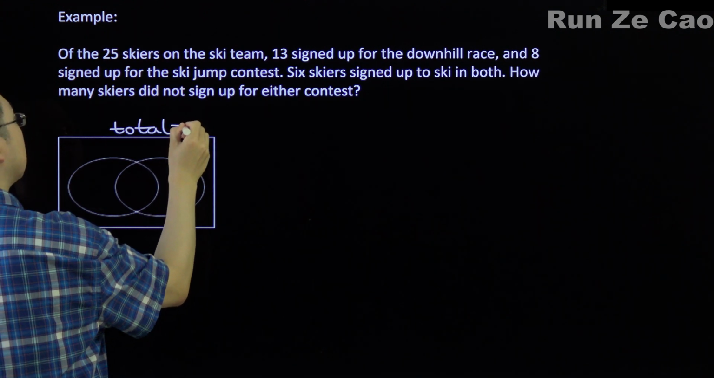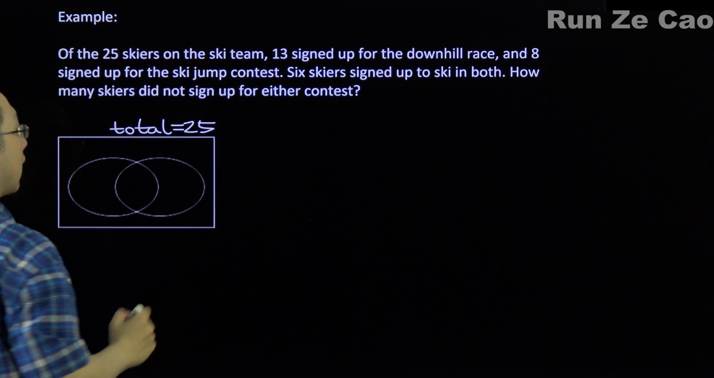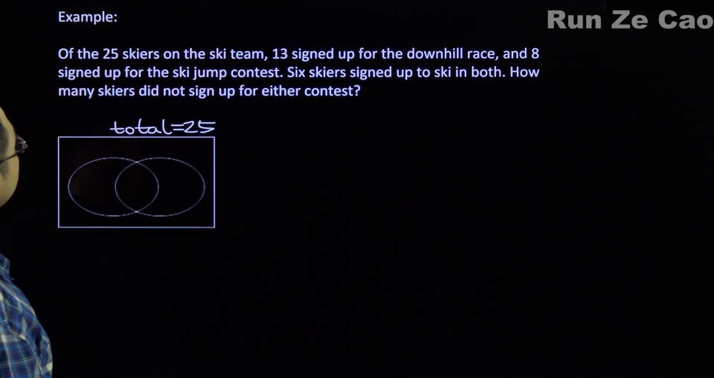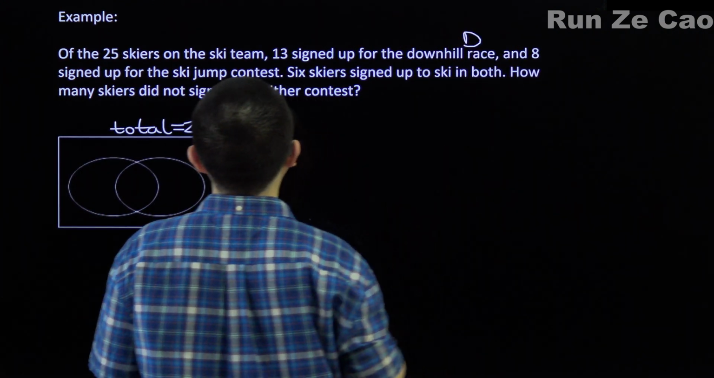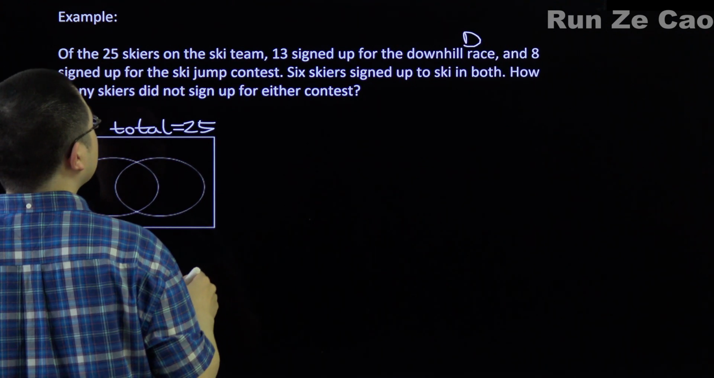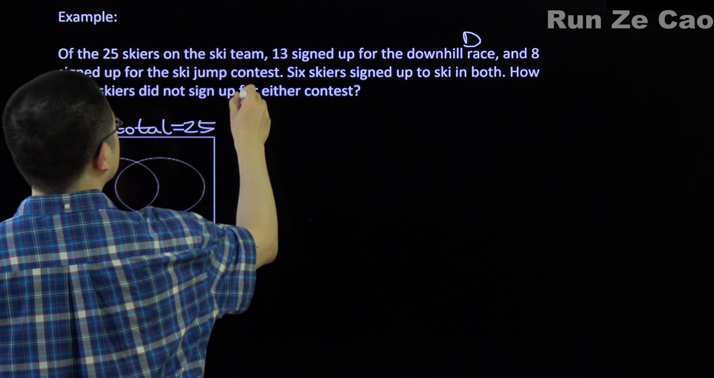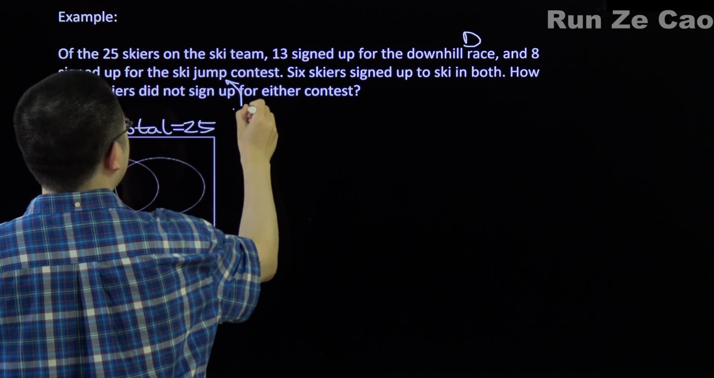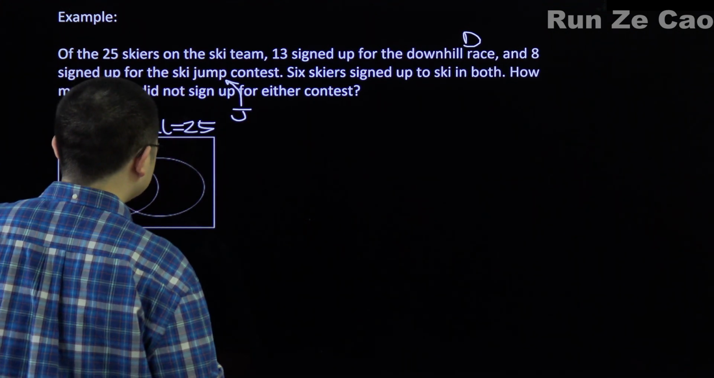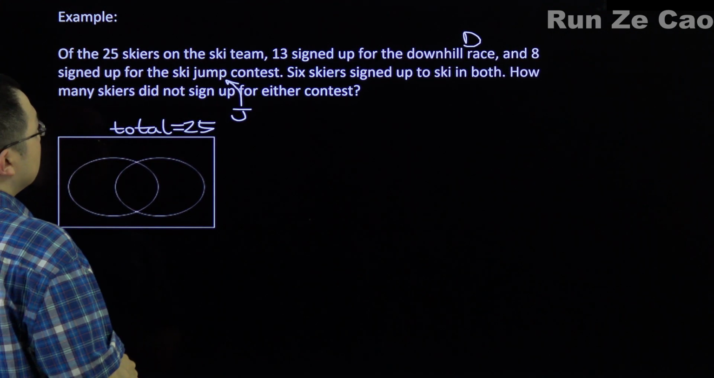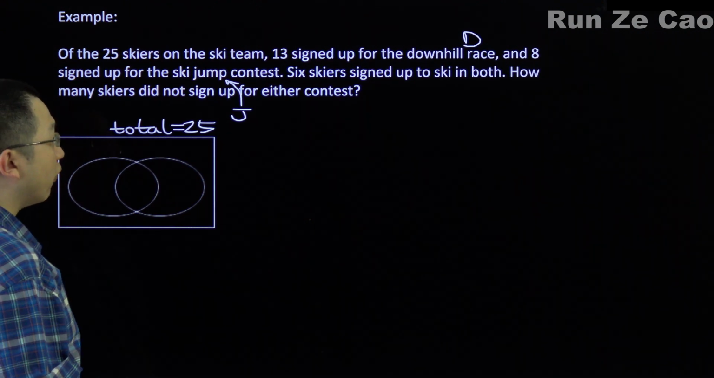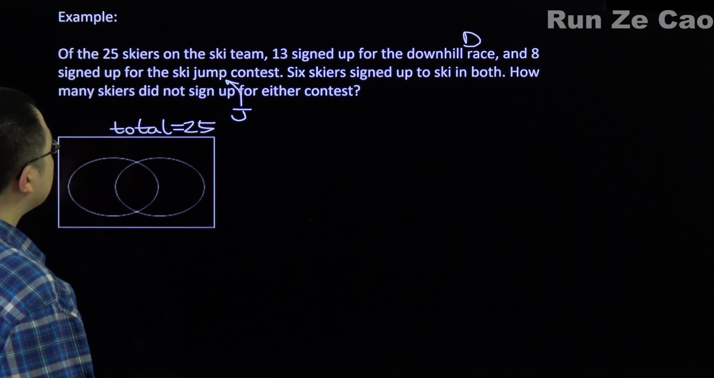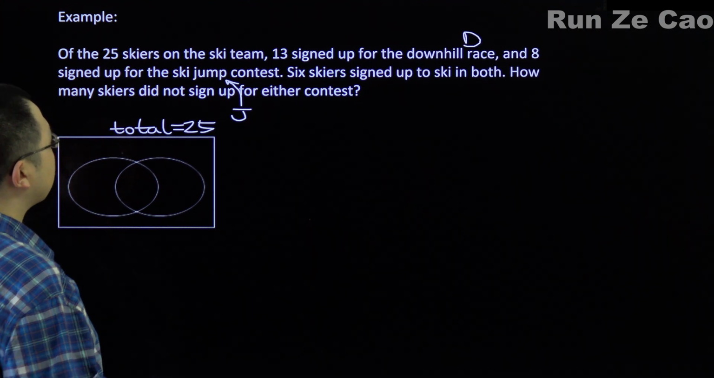total equals 25. Okay, and 13 signed up for the downhill race. Let's say this is D. And 8 signed up for the ski jump contest. So this is J. Okay? So, 6 skiers signed up for both. How many skiers did not sign up for either contest?